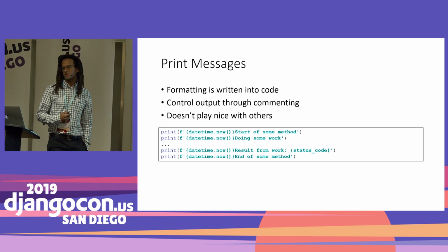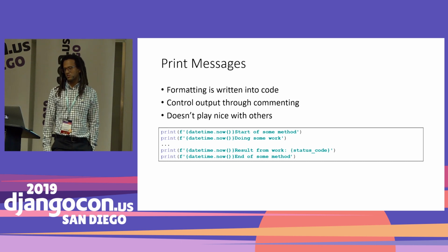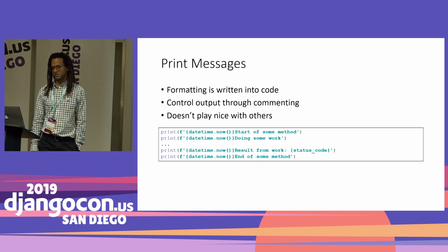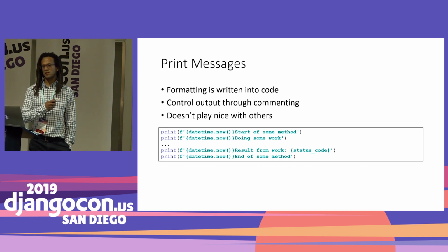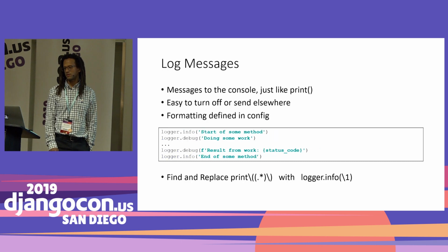The only way to get rid of these print messages from the console later on is to comment or delete them, which means editing the code. The formatting is in the code. The only formatting we'll ever receive is the timestamp of when the messages were generated. And nobody else can turn them off. You're the only one that can turn them off because it's your code, unless somebody edits your code.